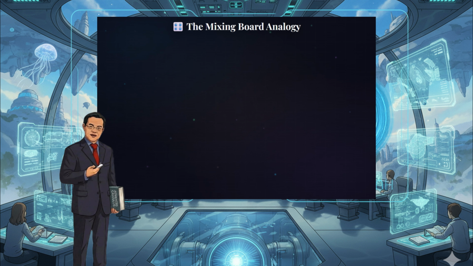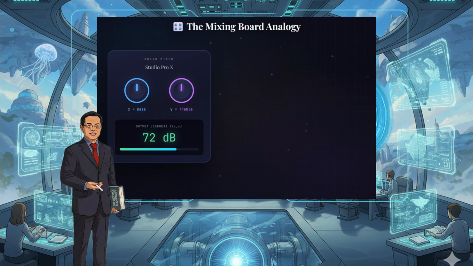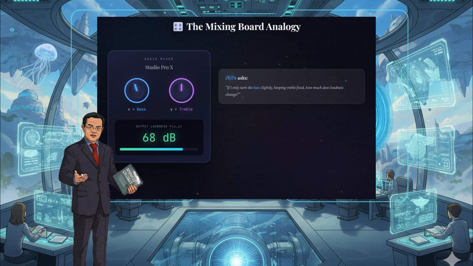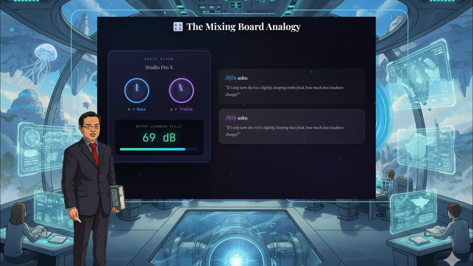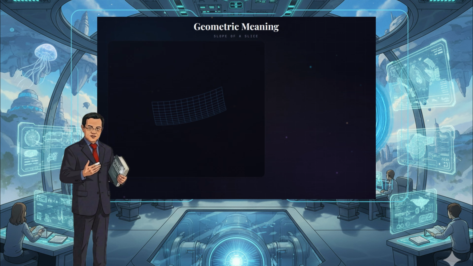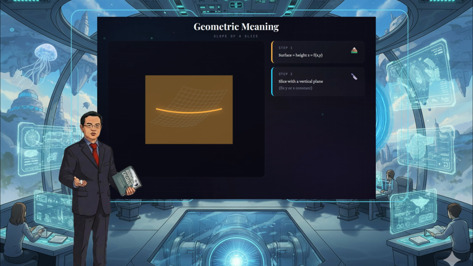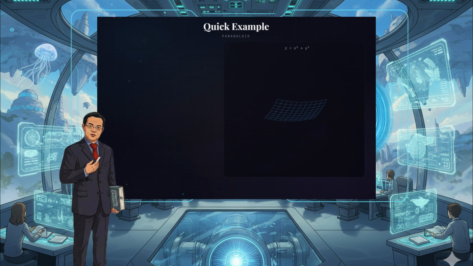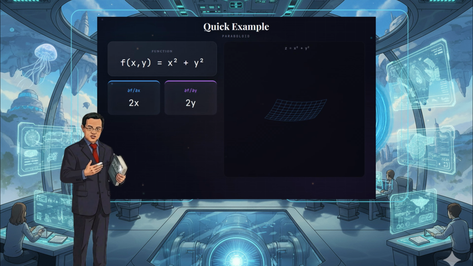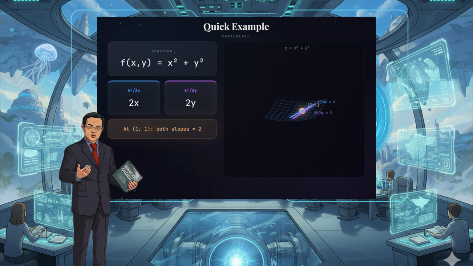A vivid analogy. Imagine a sound mixing board. Let x be the bass knob, y be the treble knob, and the output be loudness. Then the x partial asks, if I only turn the bass slightly, keeping treble unchanged, how much does loudness change? Geometrically, if your surface is height equals the function, a partial derivative is the slope of a slice. You slice the surface with a vertical plane, get a curve, then take the slope of that curve at the point. Quick example, if the function is x squared plus y squared, the x partial is 2x and the y partial is 2y. At the point (1, 1), both slopes are 2.